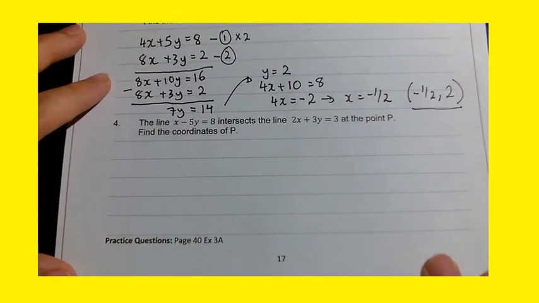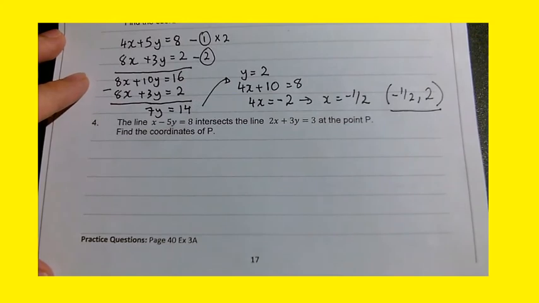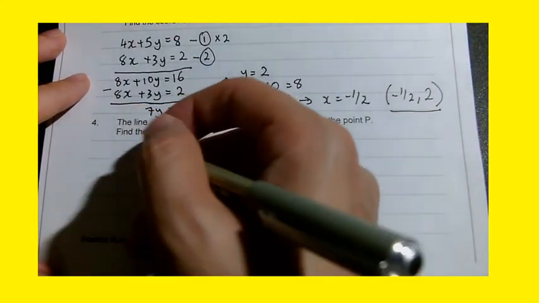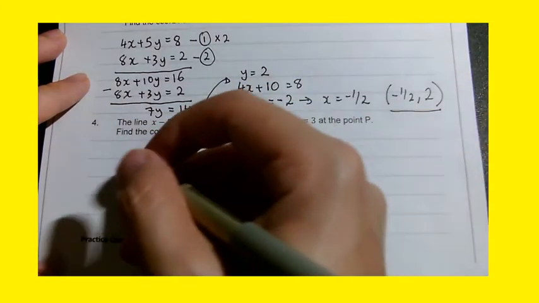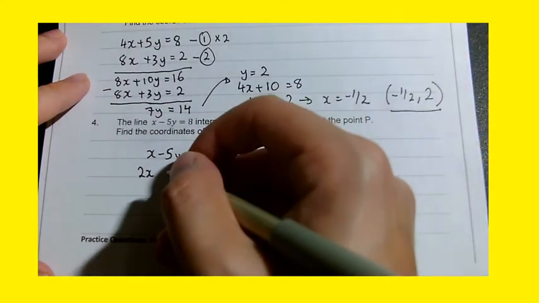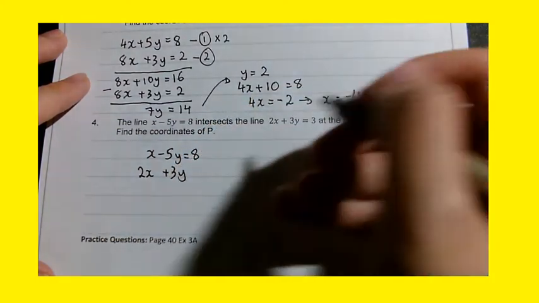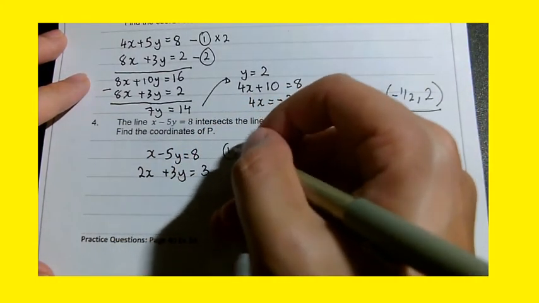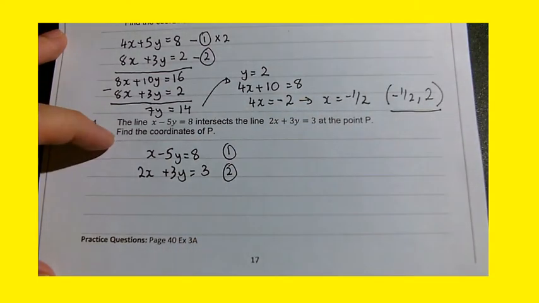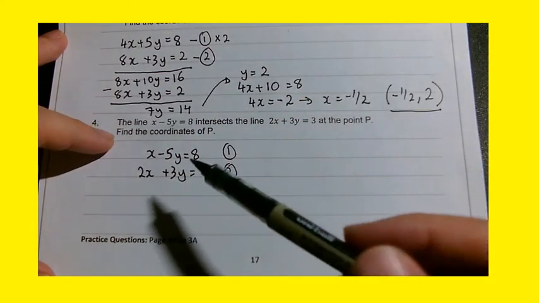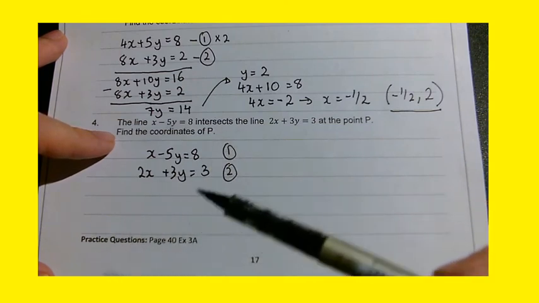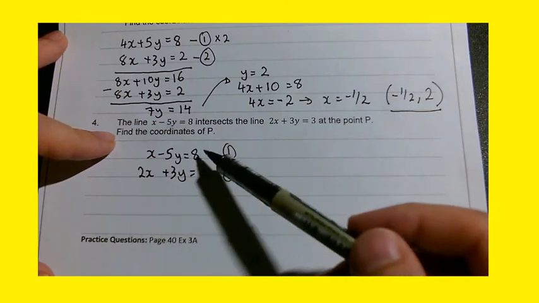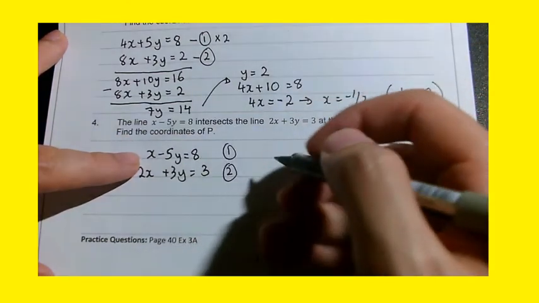Right, the last question on the sheet for linear simultaneous equations, we've got line x minus 5y equals 8, and we've got another line 2x plus 3y equals 3. Now again, if I look at this, I could multiply this top equation by 2 and eliminate. I'm going to do substitution this time because I feel like I can rearrange to make x the subject here.